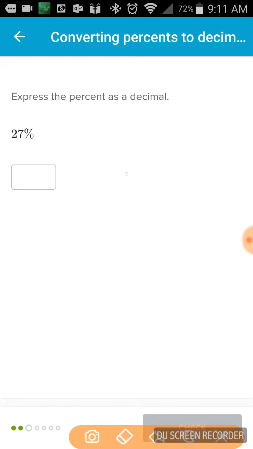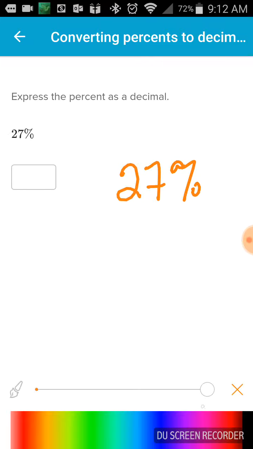27%. Two circles in the percent sign. Hiding it requires moving the decimal to the left. If I don't see a decimal, I automatically know that the percent sign is to the right. So if I move the decimal 2 times to the left, 27% becomes 0.27.